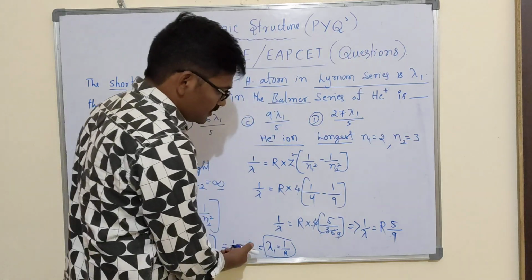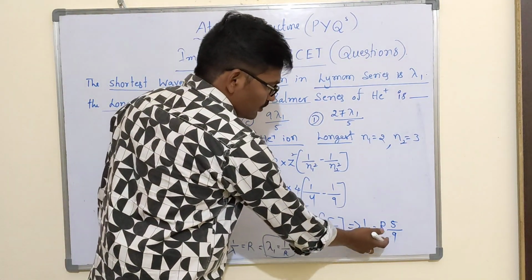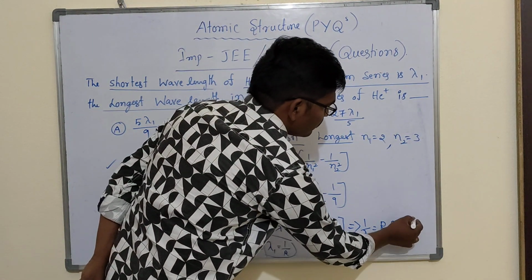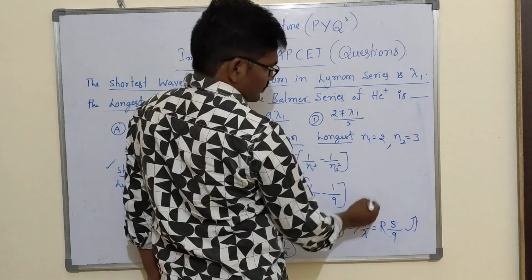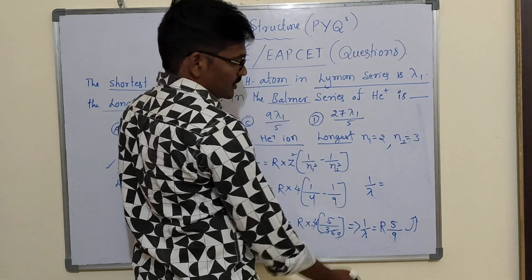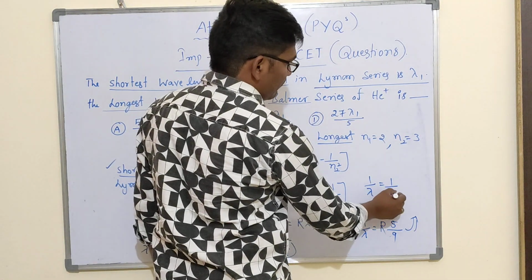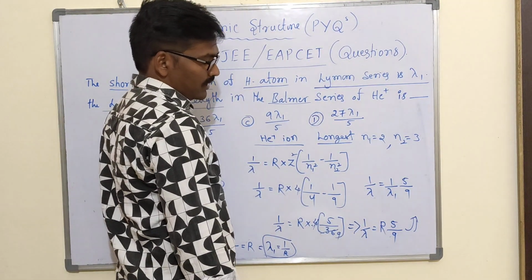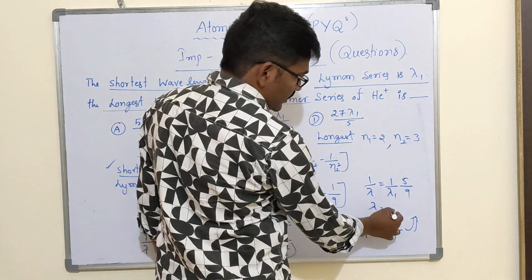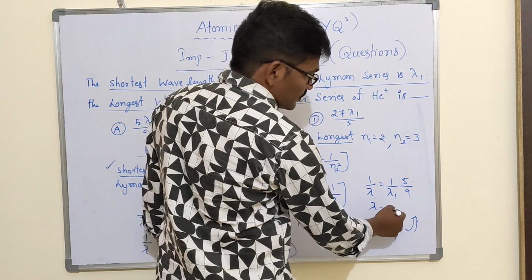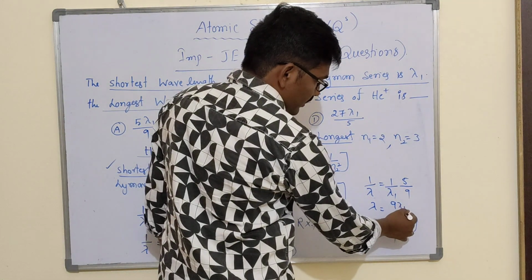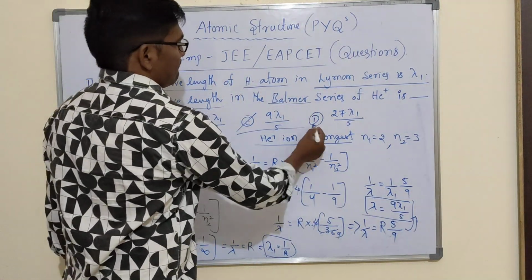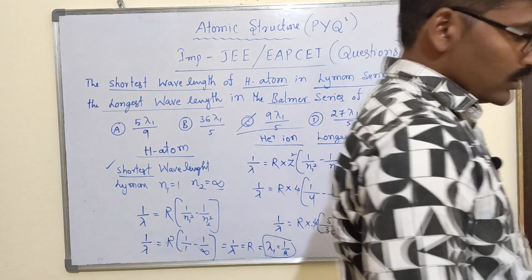Then lambda is required. In the place of R, what you have to take? R equals 1 by lambda naught. So in the place of R you have to substitute 1 by lambda 1 into 5 by 9, right? So lambda is required, which means lambda is the reverse: 9 lambda 1 divided by 5. So this is the answer for this, 9 lambda 1 divided by 5. Okay, thank you. Next question we will go.